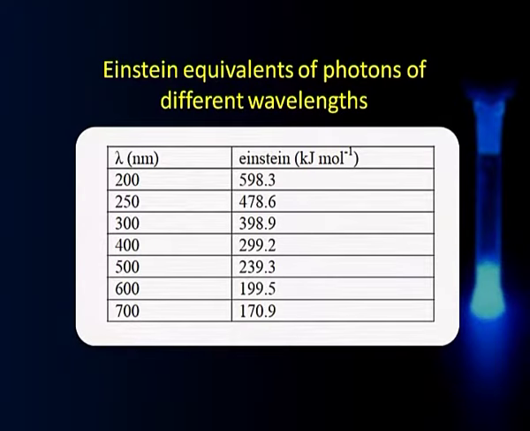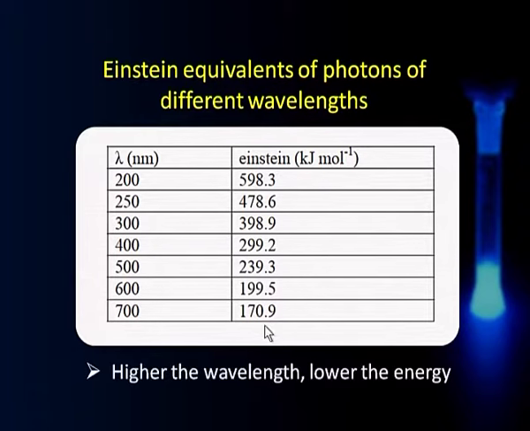Let us look at the energy equivalents of photons at different wavelengths. We see that 200 nanometers will be about 598.3 kilojoule, and for 250, 300, we can keep doing the same calculation. The important thing is that the higher the wavelength, the lower the energy, which is obvious. But we are talking in terms of Einstein. That is the point I want to bring home, that Einstein is the energy of 1 mole of photons of any given wavelength. So, that is what we understand by the kind of units we use for energy absorbed or radiation absorbed.